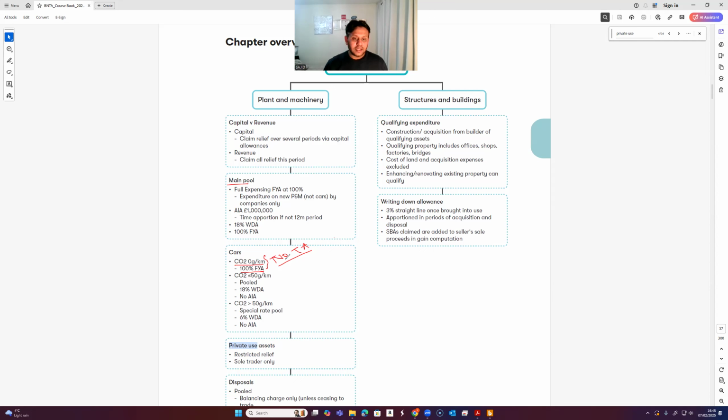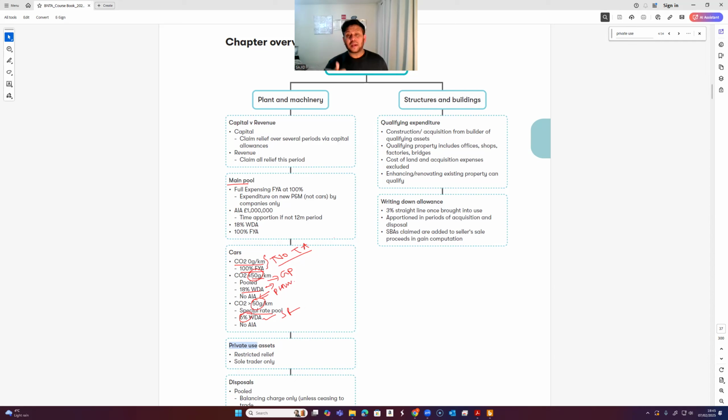The next one is if we have a car less than 50 gram, it will go to the GP, general pool, that I have discussed, and only get the WDA, written down allowance, no AIA. Remember that AIA is only eligible for plant and machinery. CO2 more than 50 gram, it will go to the special rate, and this time the WDA will be 6%. That's the special rate. So if it is less than 50 gram, general pool 18%, more than 50 gram, special rate 6%, and this one has to be time apportioned.